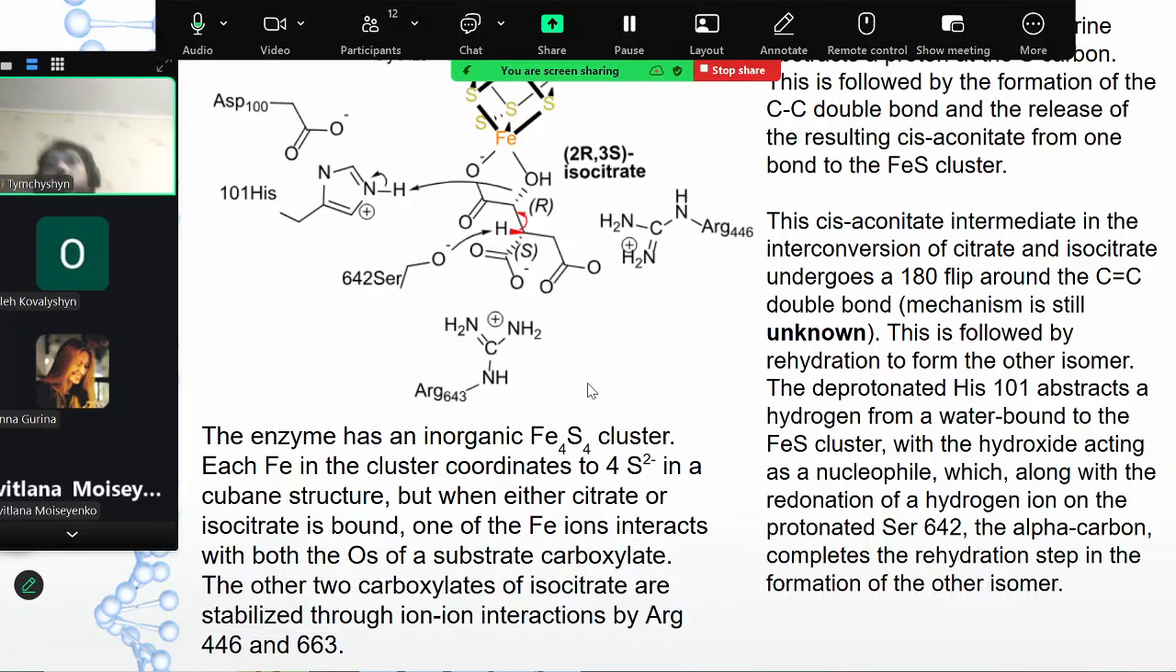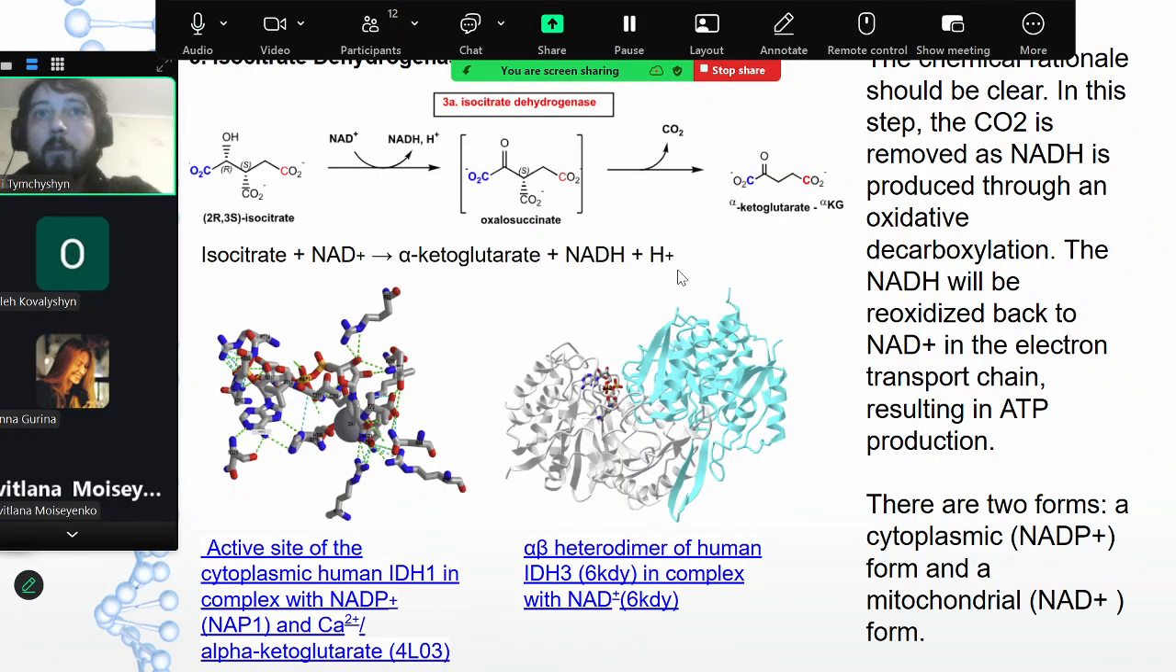The cis-aconitate intermediate in the interconversion of citrate and isocitrate undergoes a 180-degree flip around the double bond, but the mechanism is still unknown. So if you are interested, what do we still not know? So here we have a reaction, here we have some sort of... where is it?